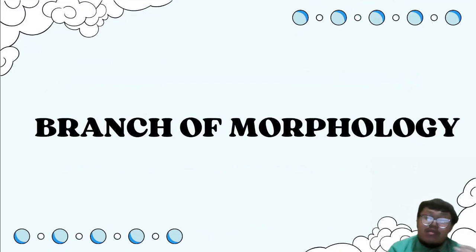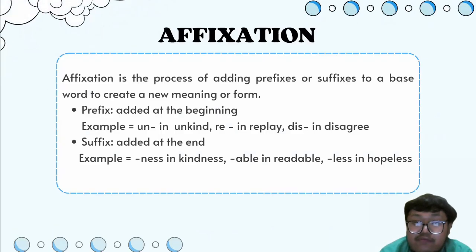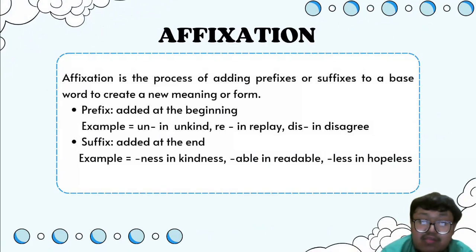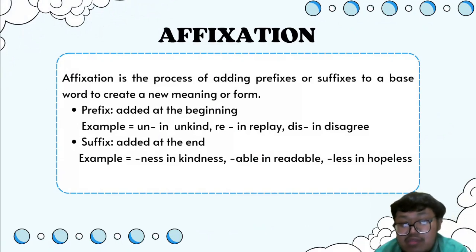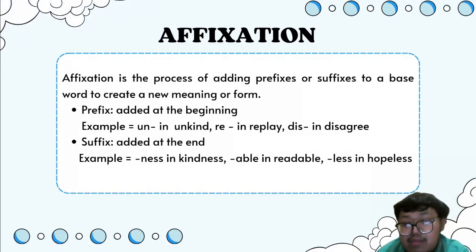Then let's move to the branches of morphology. First, there is affixation. Affixation is the process of adding a prefix or suffix to a base word to create a new meaning or form. There are prefixes, which are added at the beginning, for example, un in unkind, re in replay, dis in disagree, and then there are suffixes, which are added at the end, for example, ness in kindness, able in readable, and less in hopeless.